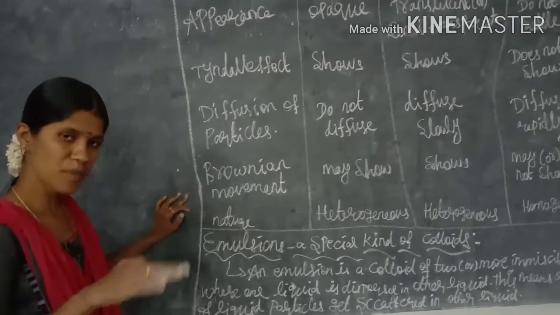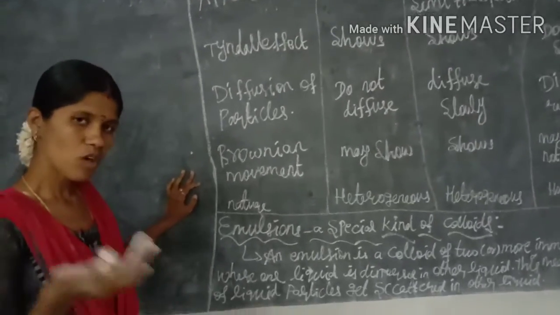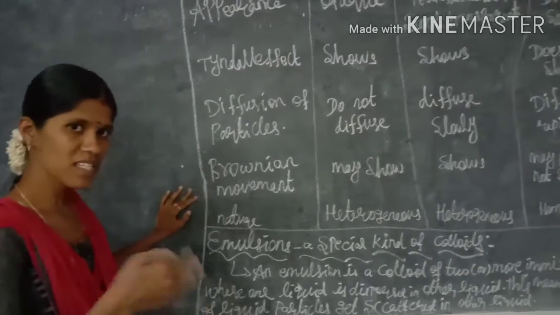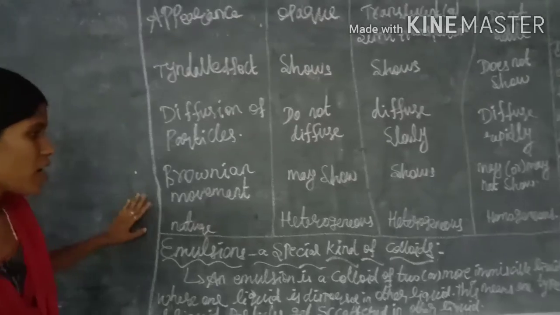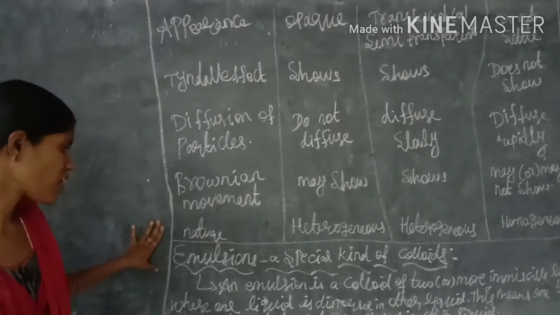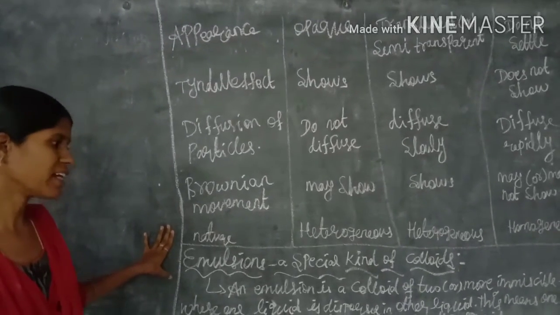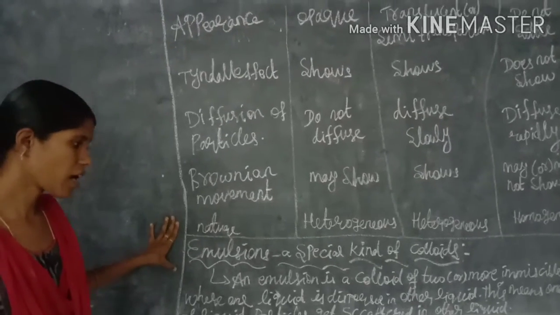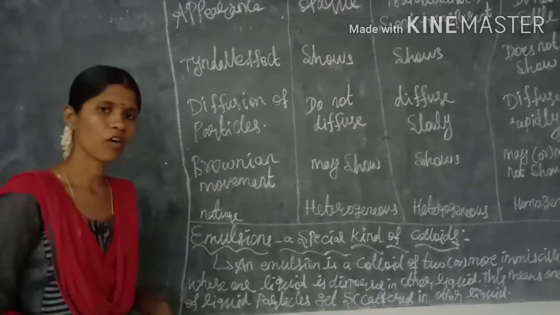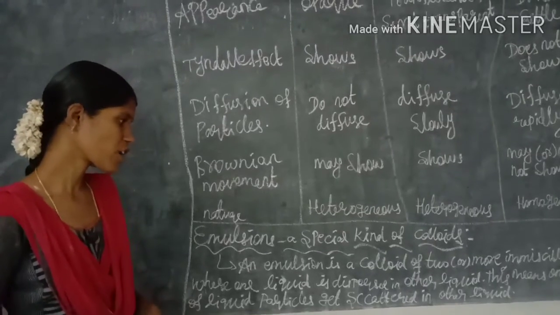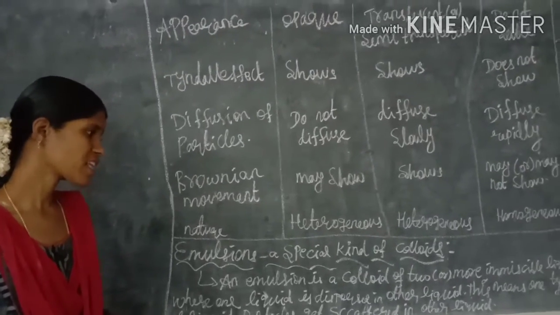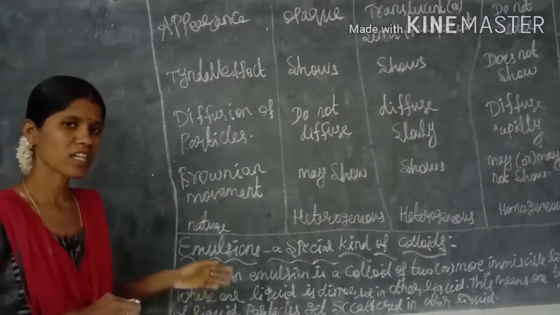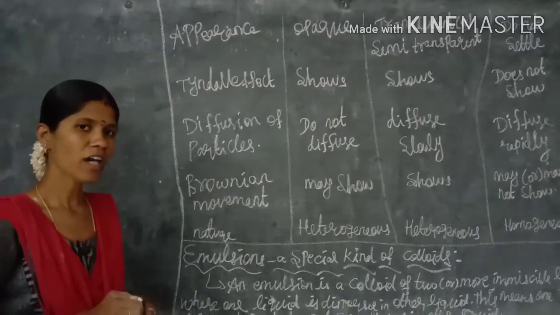One liquid is dispersed means it is spread throughout the other. For example, we can take oil and water. One liquid is dispersed in the other liquid, which means one type of liquid's particles get scattered in the other liquid. Scattered means it refers to the reflection of light. That's why we take the example of oil and water.